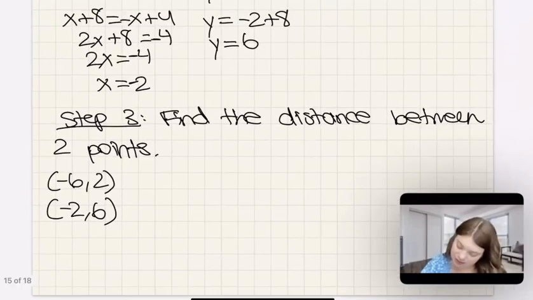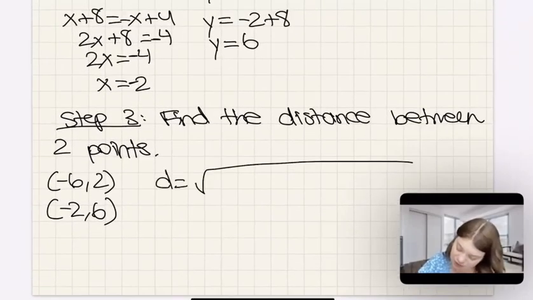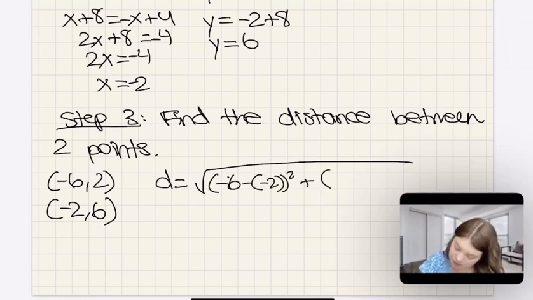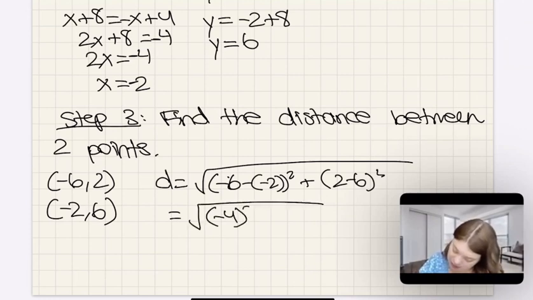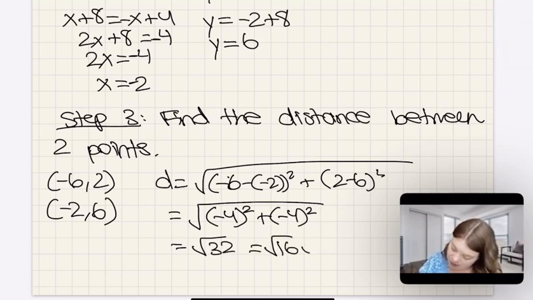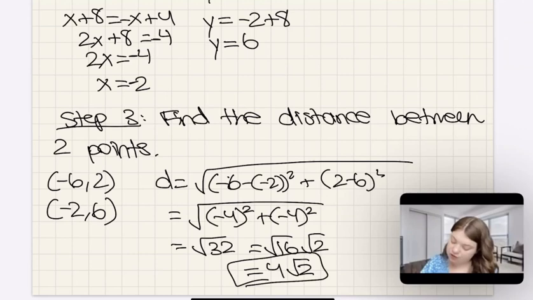So let's do that. The distance is going to be equal to the square root of the change in x squared plus the change in y squared, which is going to be -4 squared plus -4 squared, which is root 32. And that can be simplified to 4 root 2. And so therefore, the shortest distance between the 2 points would be 4 root 2. All right.